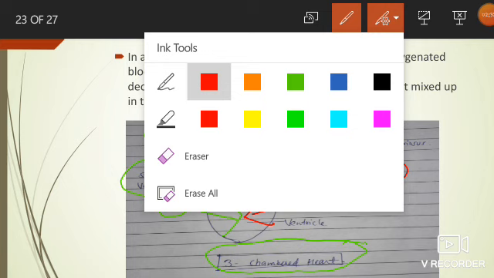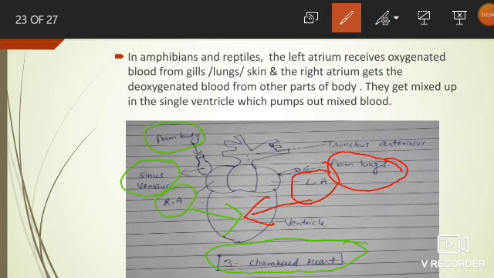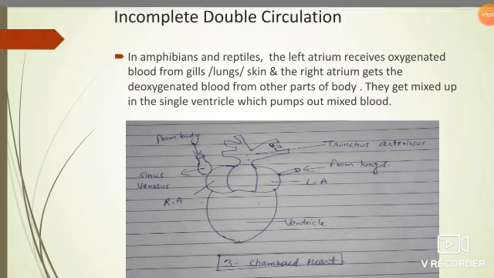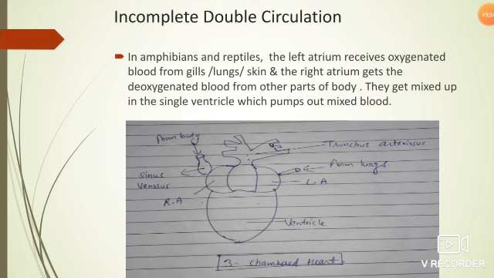In the ventricle region there is mixed blood, and mixed blood is pumped to all parts of the body with the help of truncus arteriosus. In the three-chambered heart, only one ventricle is present. So, there is mixing of blood. The main function of the ventricle in the three-chambered heart is to pump the mixed blood. So, this type of circulation is named as incomplete double circulation.